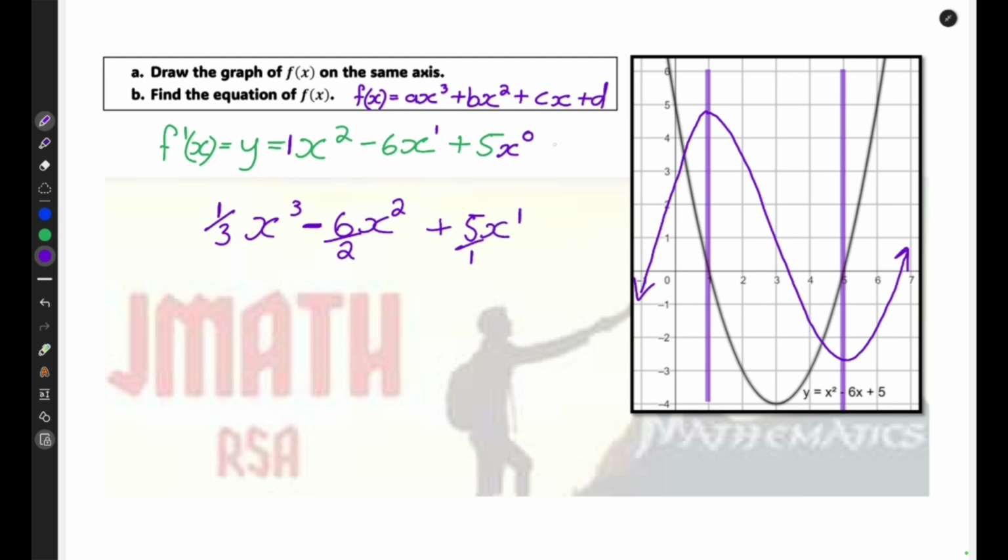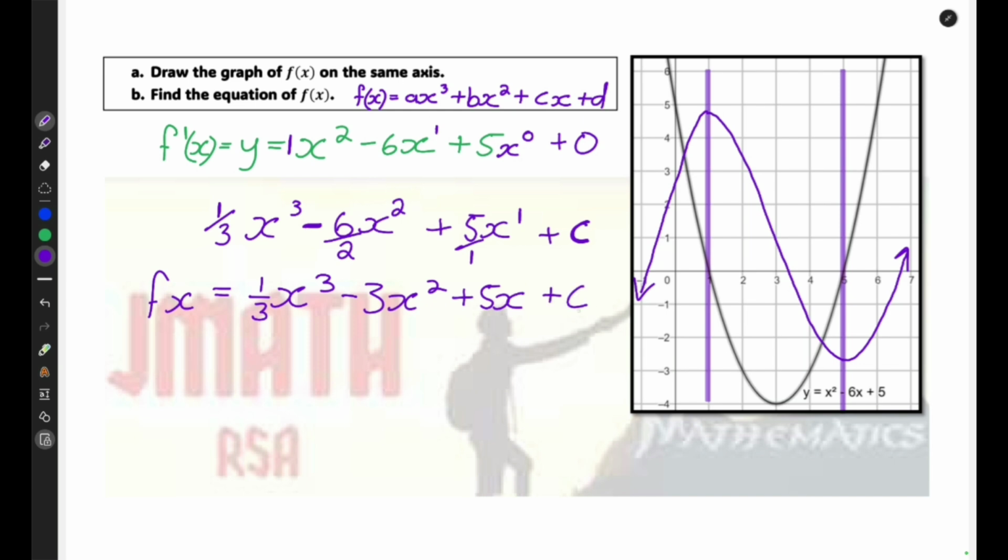Now, we don't know what the d value was, so I'm just going to put a c there for constant. Now if I simplify, therefore, f(x) would be equal to 1 over 3 x to the power 3 minus 3x squared plus 5x plus c. Great, so that is the original.